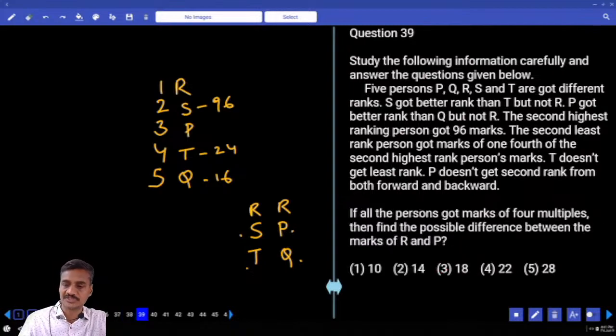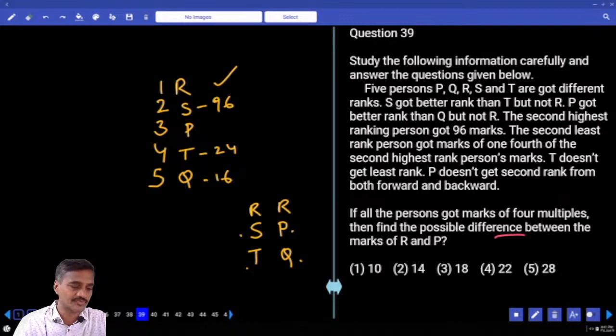And if all the persons got marks of 4 multiples, then find the possible difference between R and P. R and P are 4 multiples, then what is the difference between these two? 96, and this person is 100. Now P, what is the possible difference? The difference between R and P is so much, 100 and this is 92, there is 8. Now the difference between these two must be again a multiple of 4.